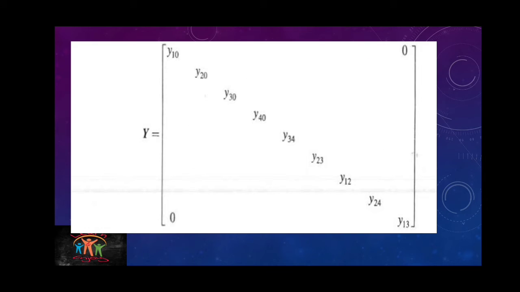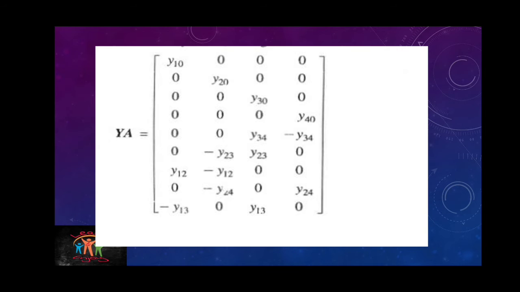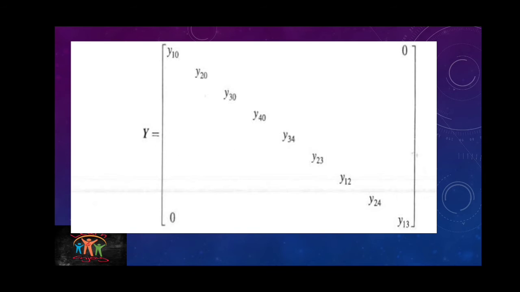Okay, now we have a Y bus matrix like this: y10, y20, y30, y40. These are nodes to ground, or nodes to reference bus. Now we have y34, y23, y12, y24 and y13. Okay, this is the admittance matrix Y. Now Y into A. Okay, so Y into A is what?